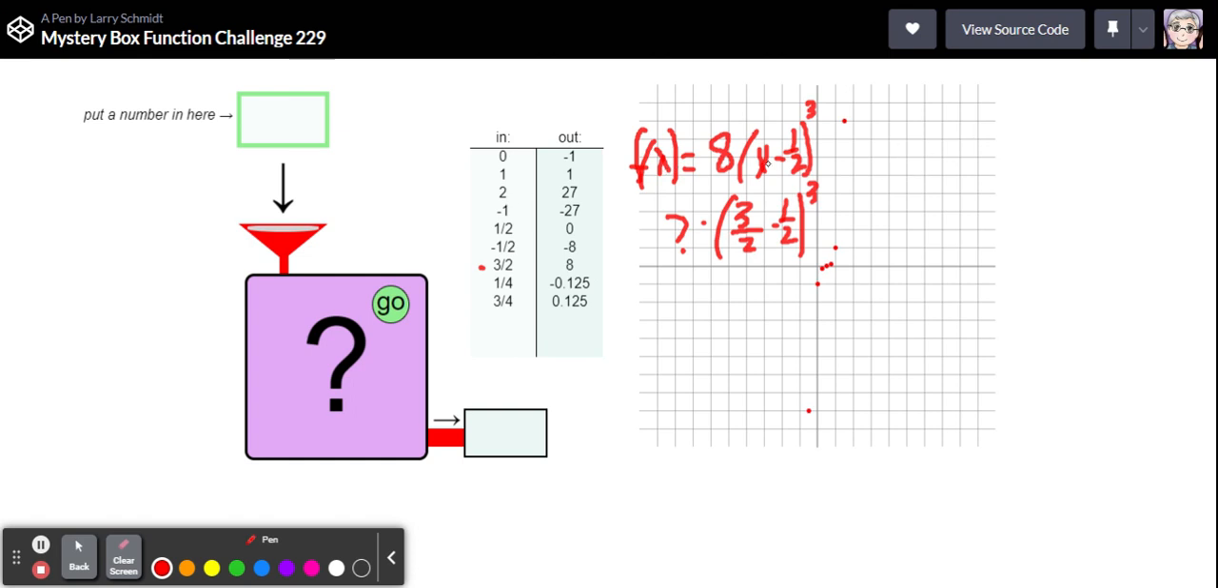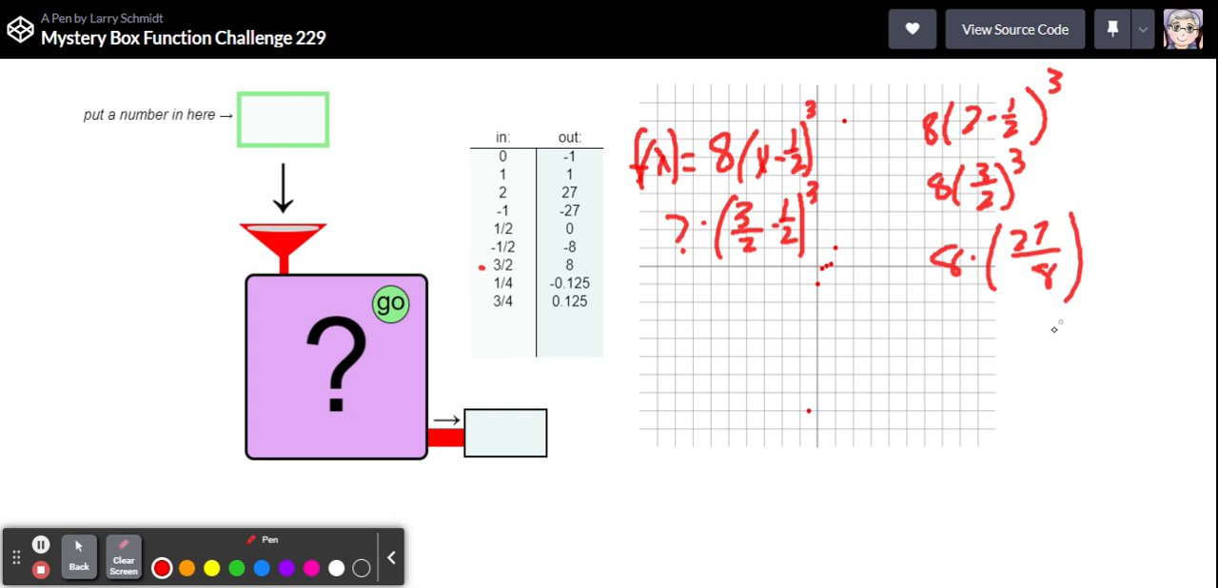Let's maybe plug in that 2, okay? So 8 times 2 minus 1/2, quantity cubed. So 2 minus 1/2, that's 3/2. So 3 over 2 and quantity cubed. Now we've got to cube the top and the bottom of that fraction. So 3 cubed is 27 and 2 cubed is 8. And then multiplying the 8 is pretty simple. It just cancels here. It gives you 27. And that's what we saw at 2. We got 27. So I think we've got this.